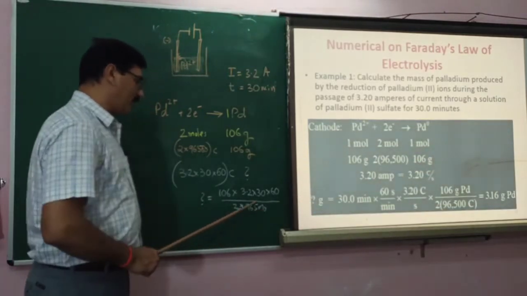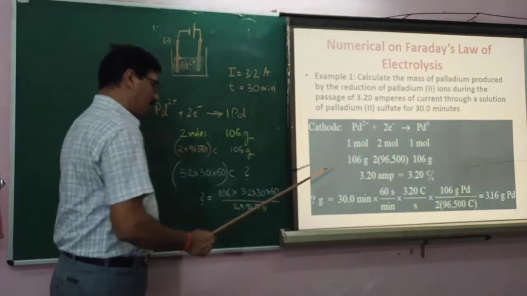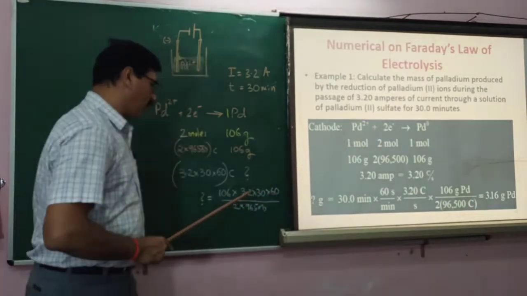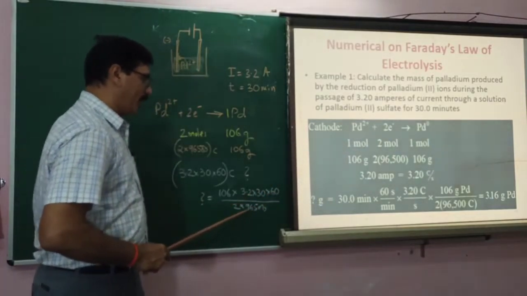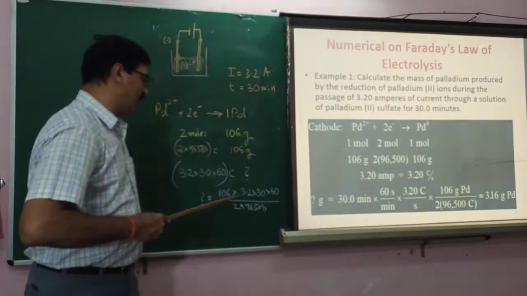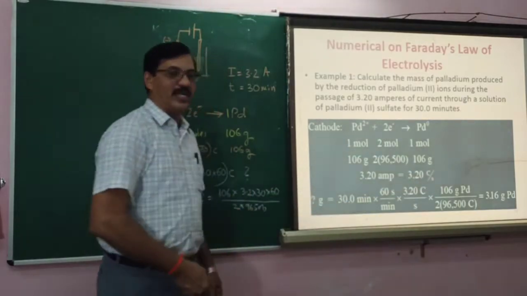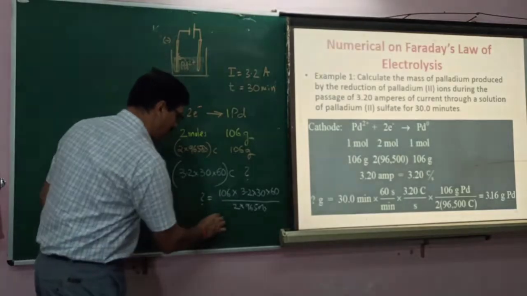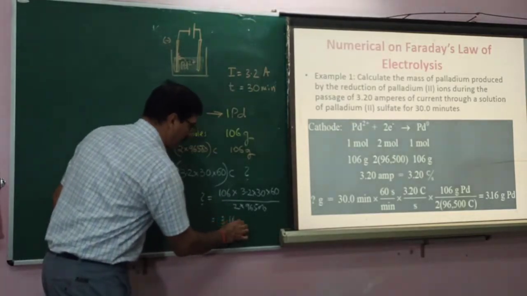So 30 is here, and 60 because we are converting into seconds, right? Then 3.2 amperes, 2 into 96,500 is the denominator, 106 is the numerator, and we get 3.16 gram of palladium. So the answer is 3.16 gram of palladium.